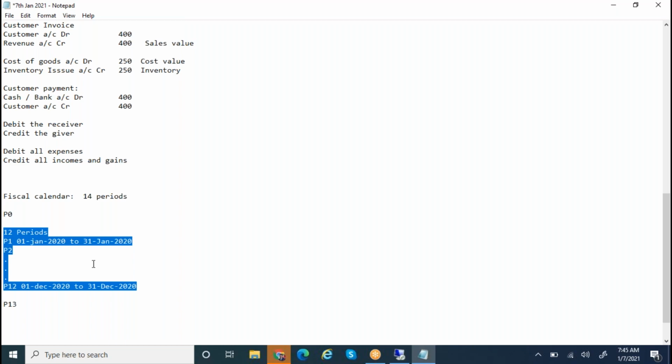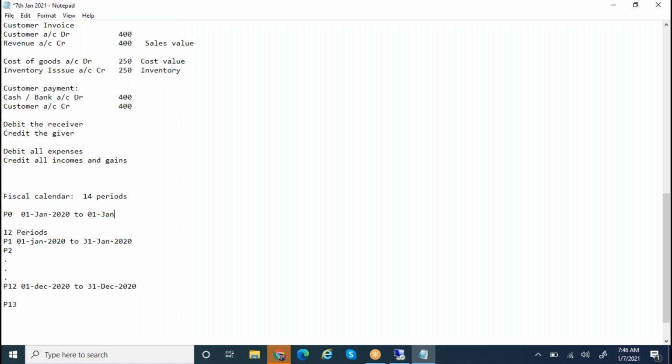If it is India, it is April 1st to April 30th, one period. May 1st to May 31st, like this. This will be March 1st to 31st March. So for any country, any company, 12 periods will be there, and period 0 is for opening. So what does this period mean? It is 01 Jan 2020 to 01 Jan 2020. This is opening.